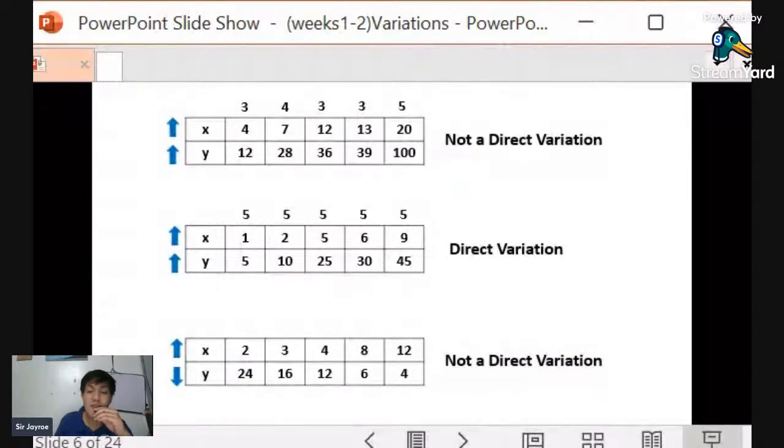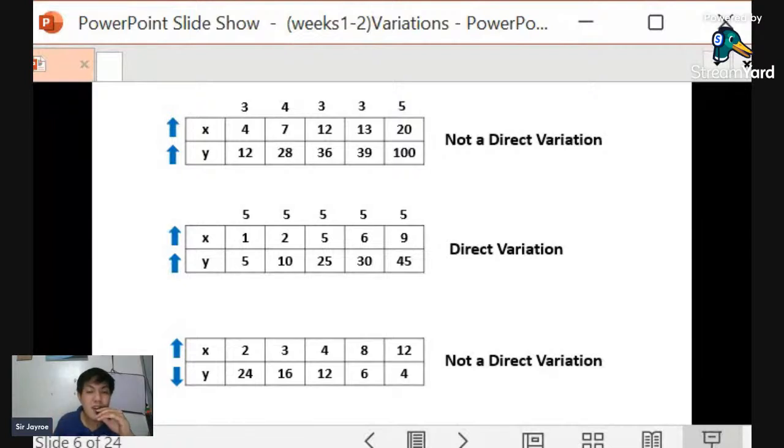Yes, this is inverse, no? But same thing with direct variation, this is our initial conclusion. We still need to get the constant, but we're going to talk about that later, no? So this is just trailer lang muna. At least you have an idea.